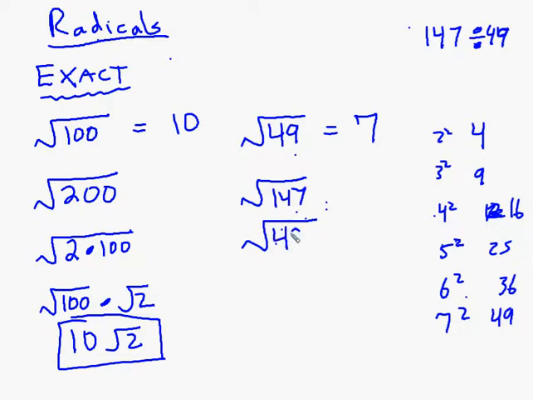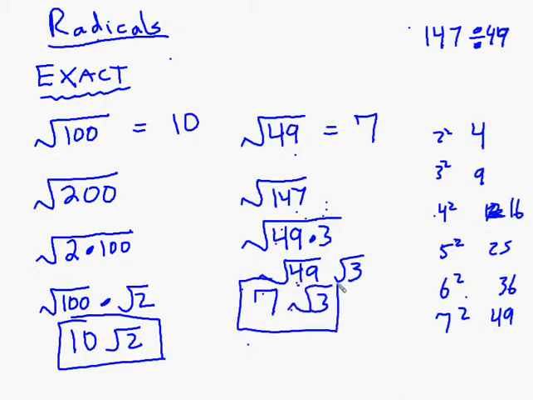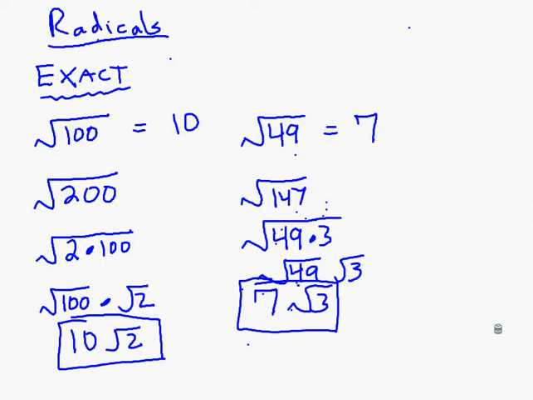So I could rewrite this as 49 times 3. Now, why would I want to do that? Well, because I can actually take the square root of 49 exactly. The square root of 49 is 7, but I cannot take the square root of 3 exactly. So I'm going to show all the steps here. You see how I split that square root up into 2 parts? I take the square root of the 49, the part I can do exactly, and that leaves me with square root of 3. Is anyone completely lost on how I did that?